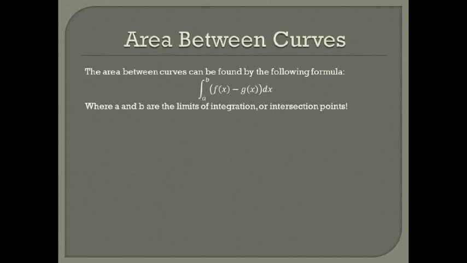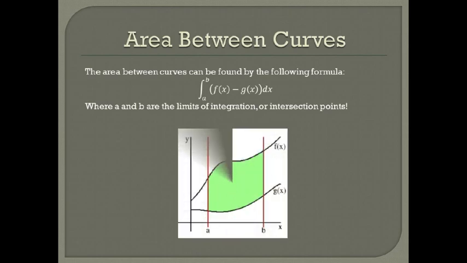One of the key concepts in Chapter 7 is calculating the area between two curves. To find the area between curves, you use the following formula, that being the integral from a to b of f of x minus g of x dx, where a and b are the limits of integration, or the intersection points of the functions. Here's a graph of what an area between curves problem may look like.